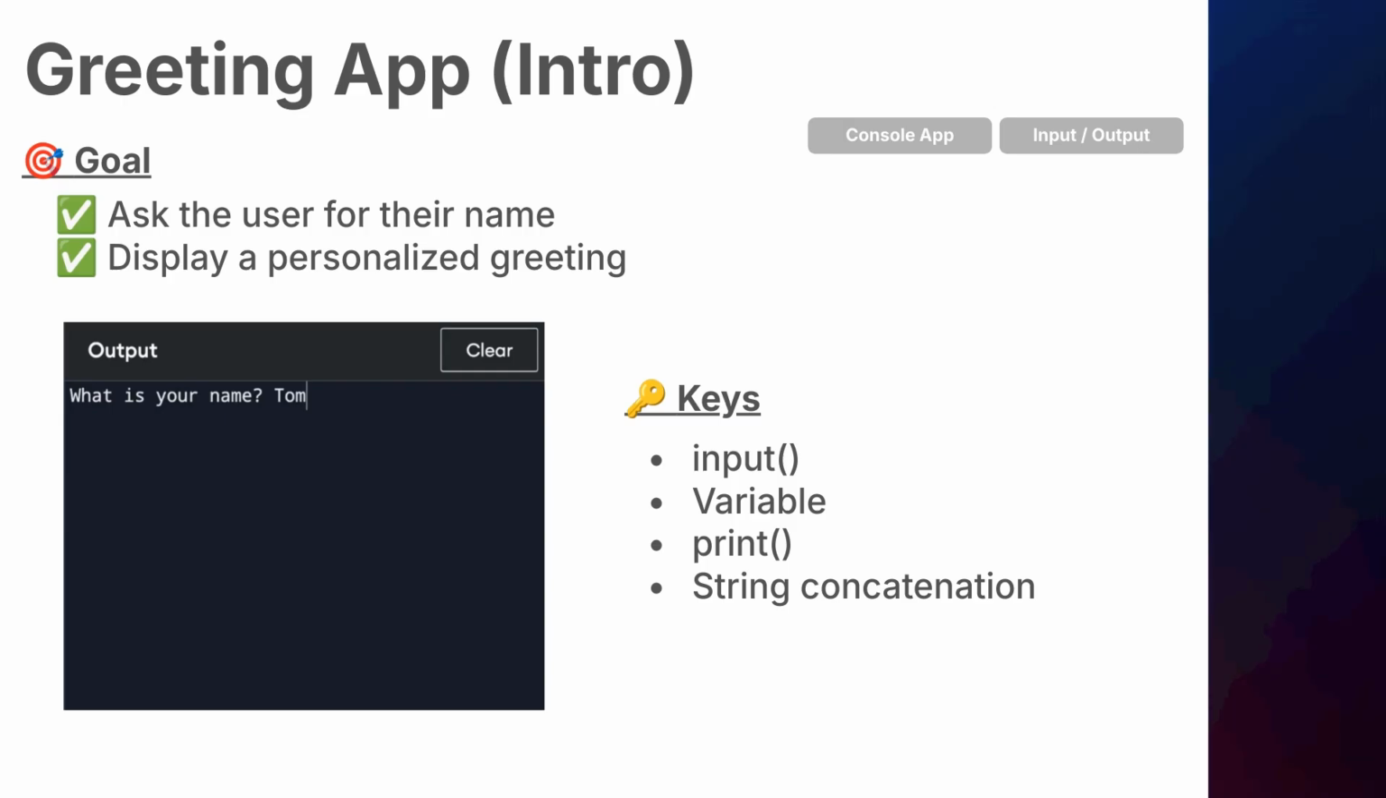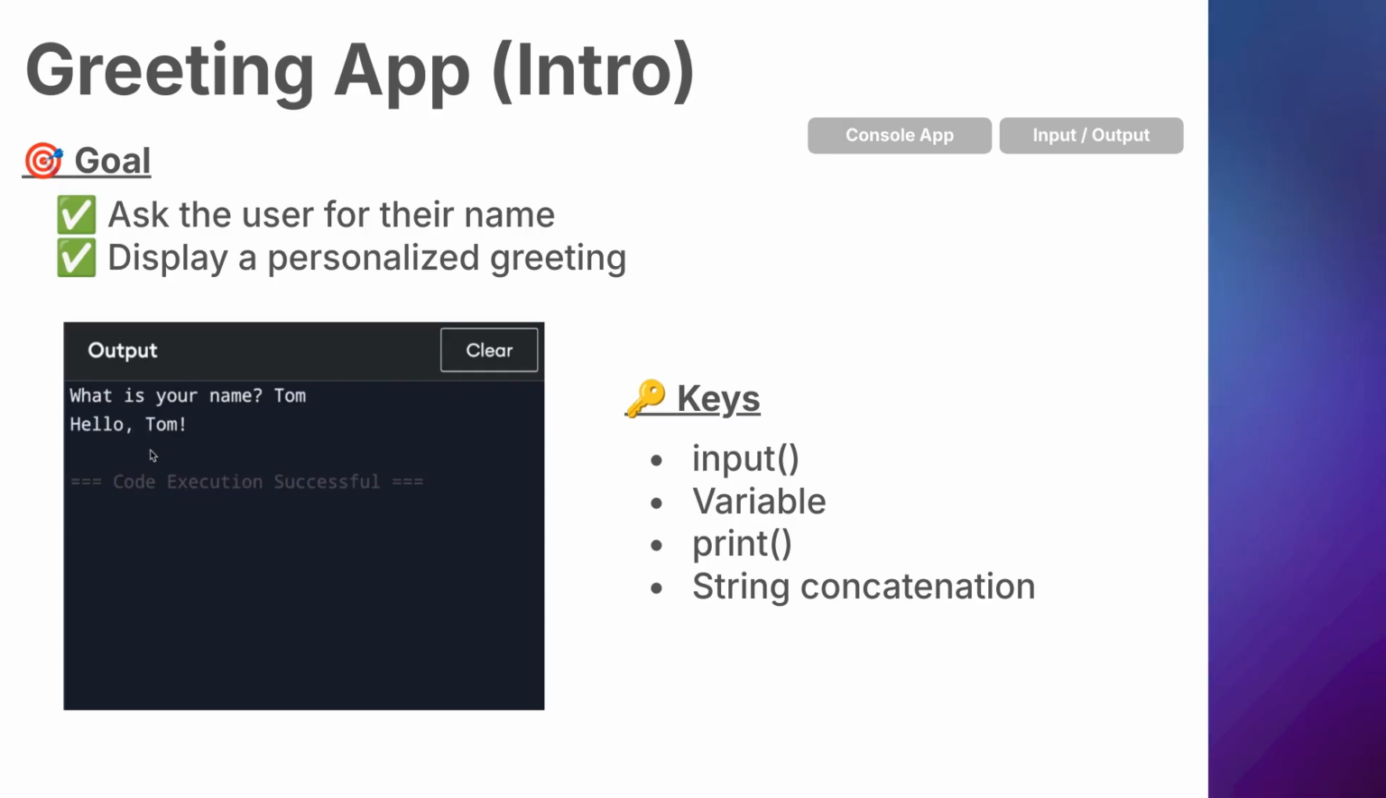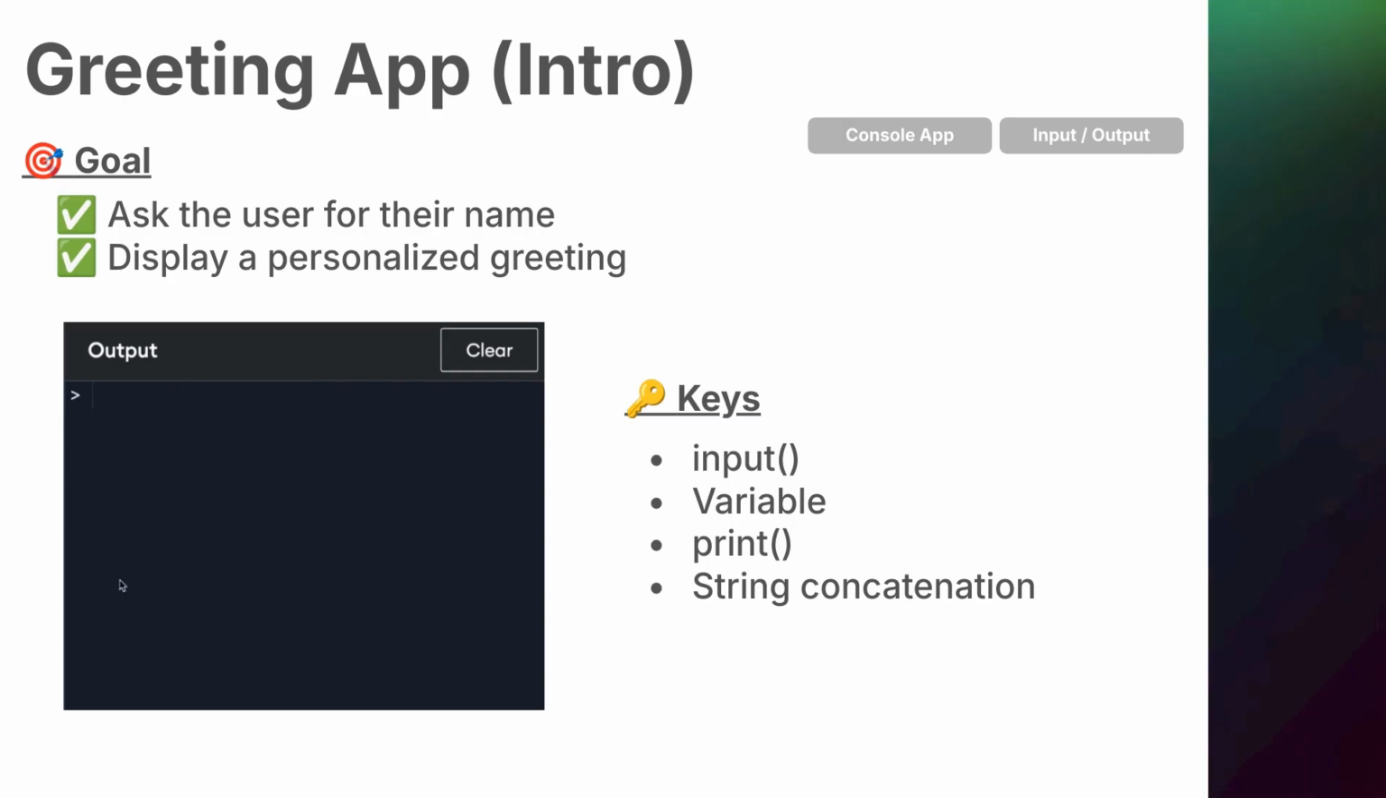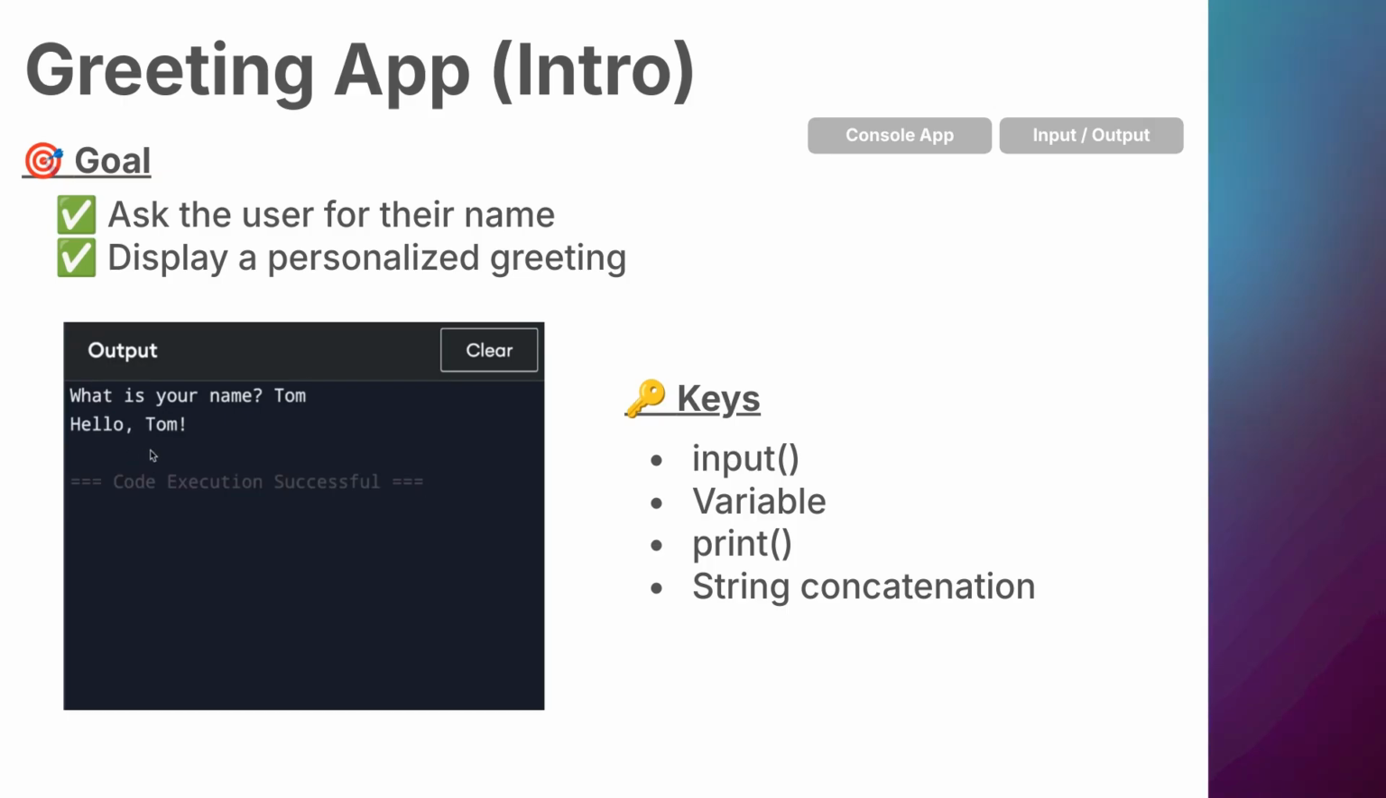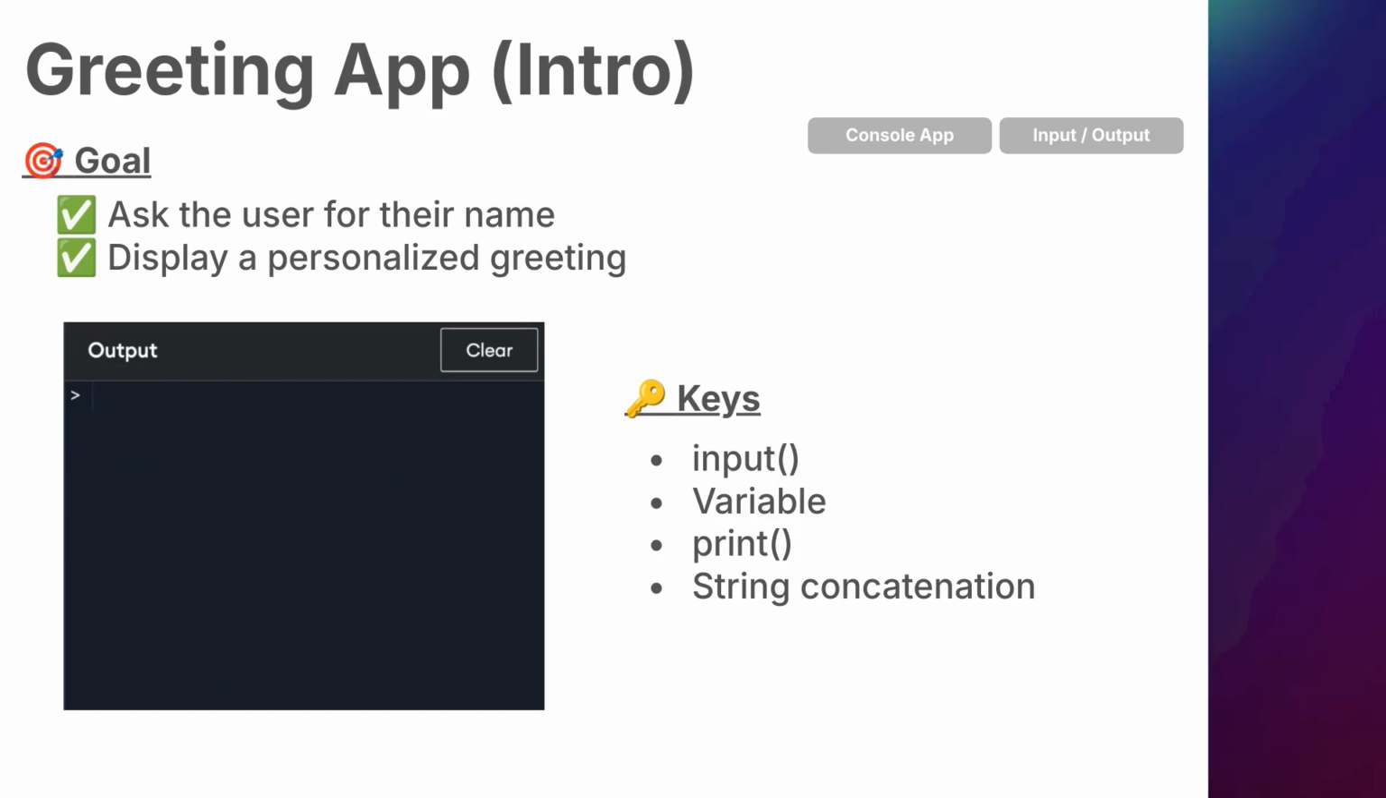You'll see how easy it is to make Python talk back to you, which is one of the most satisfying things for beginners. When the program runs, it asks, "What is your name?" If the user types Tom, the program responds with, "Hello, Tom." You can try it with your own name to see the output change instantly.